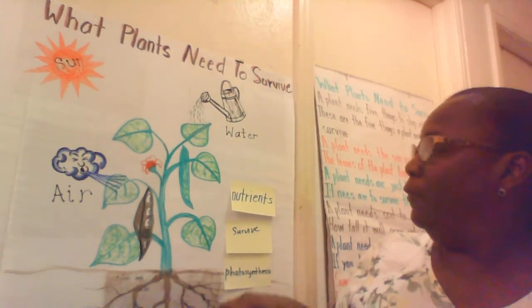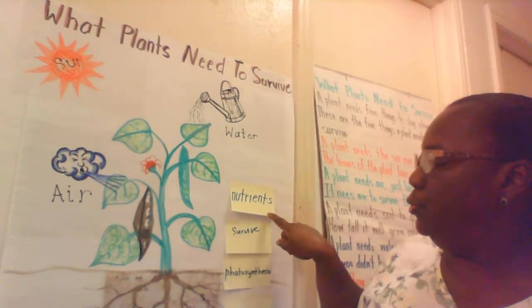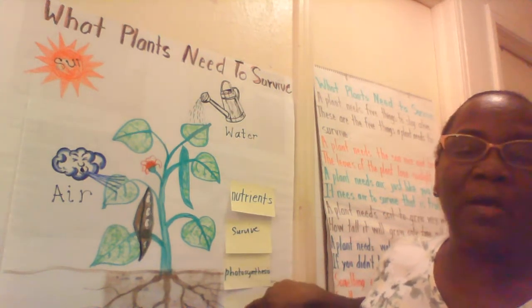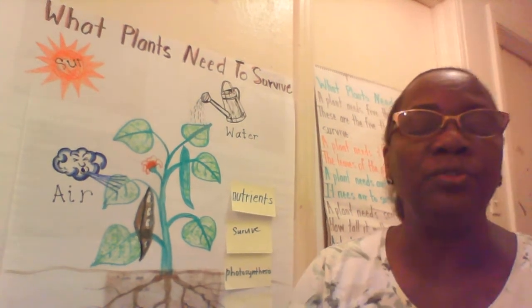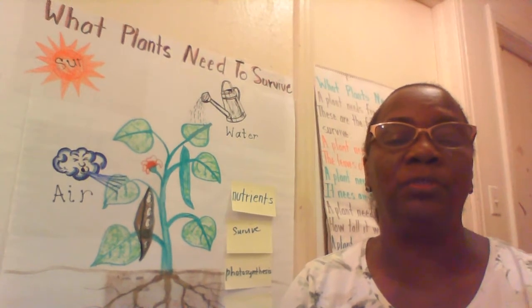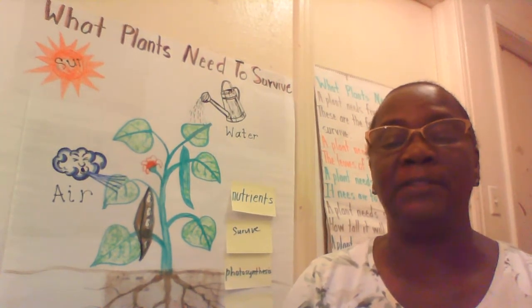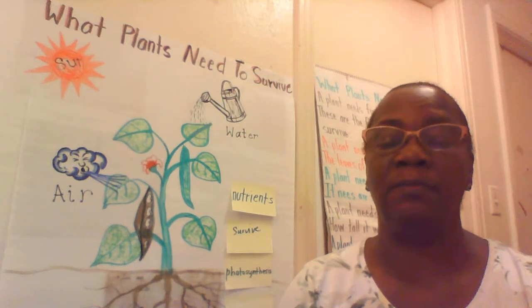Let's see our vocabulary words again. Nutrients, survive, photosynthesis, and process. Those are huge words, but I want you to learn vocabulary words so that when you're talking about plants, you can use the correct terms.